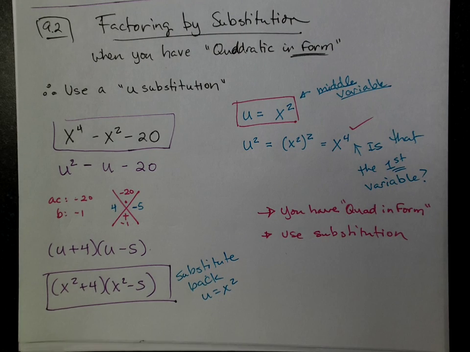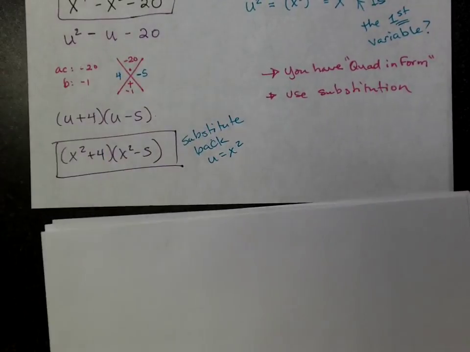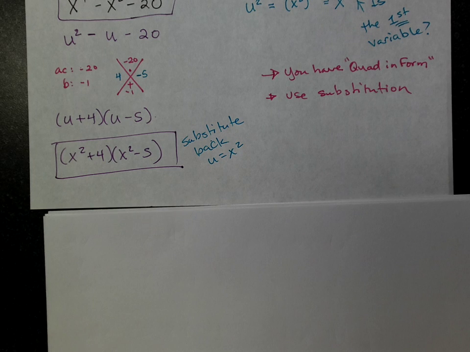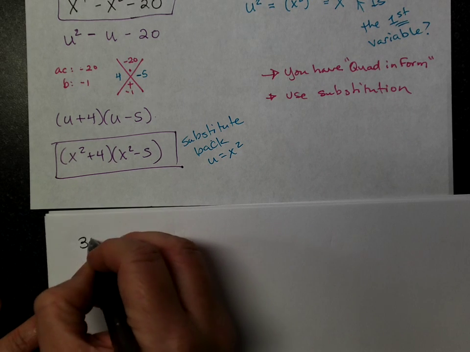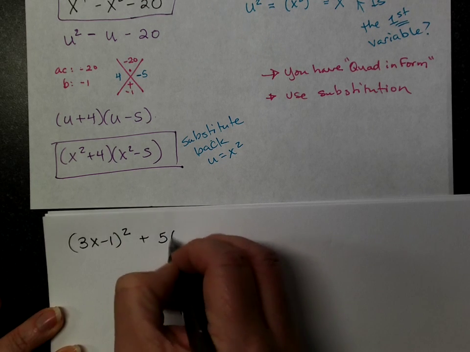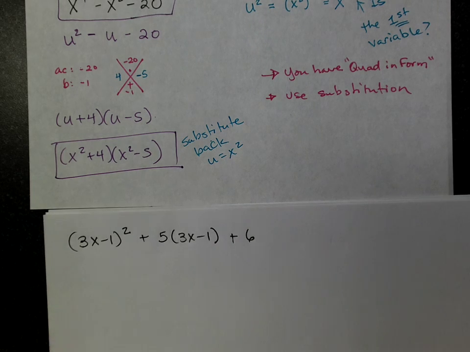Okay, so one last substitution example to get you started. And the more you finish the homework before I see you on Tuesday, the better off you'll be. We're going to jump into quadratic binomials. But we can start with a little substitution, but I want to show you the two main types of examples you're going to see, so you can practice them yourselves. Let's do 3x minus 1 squared plus 5 times 3x minus 1 plus 6.